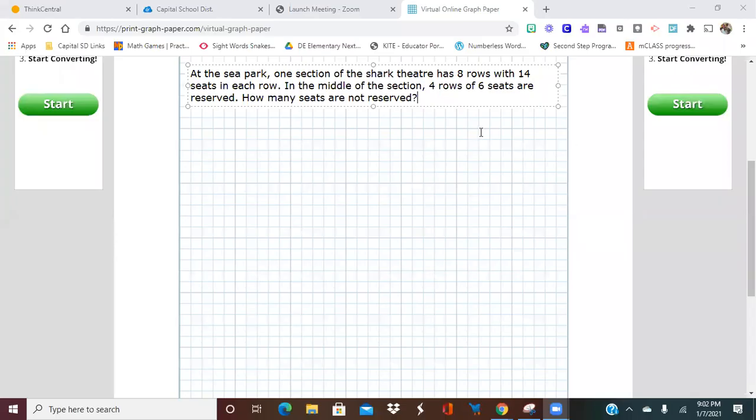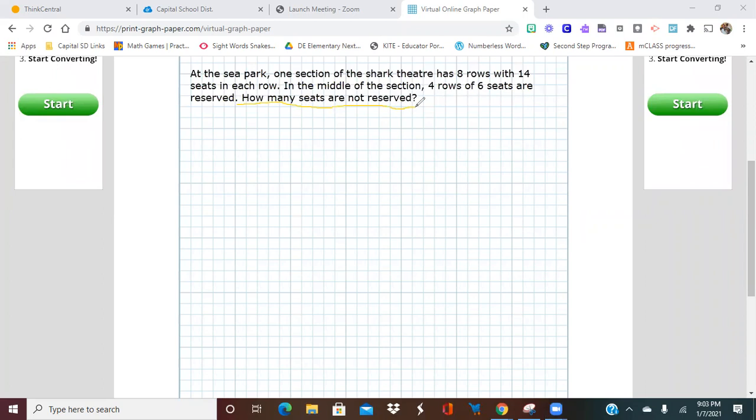Okay, here's our second problem that I want you to work with me. At the Sea Park, one section of the Shark Theater has 8 rows with 14 seats in each row. The middle section, 4 rows of 6 seats are reserved. How many seats are not reserved? So let's think about, what do I need to find? I'm trying to find out how many seats are not reserved. That's what I'm trying to find out. How many seats are not reserved?